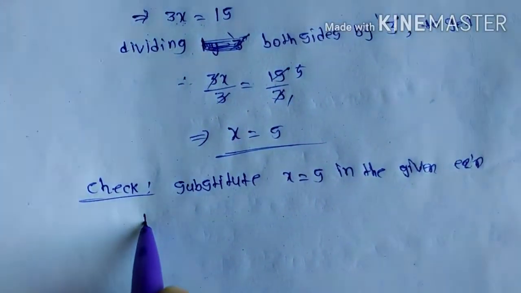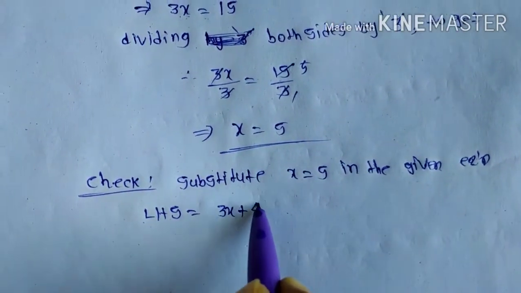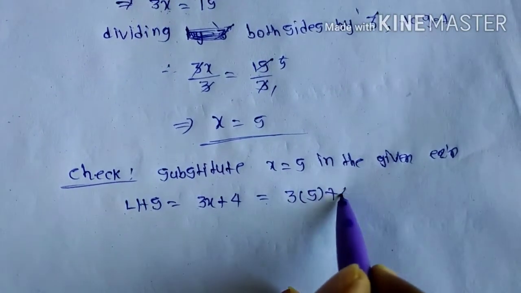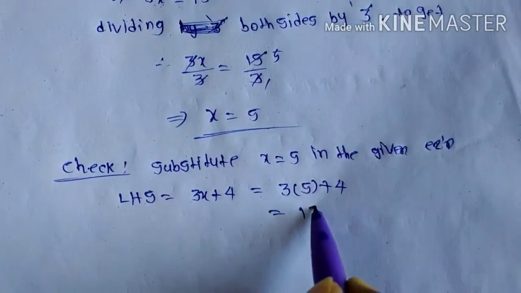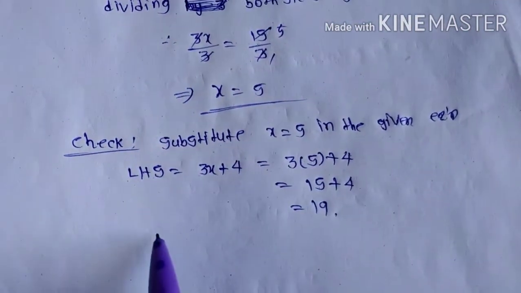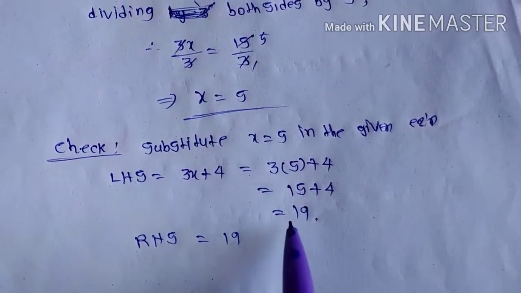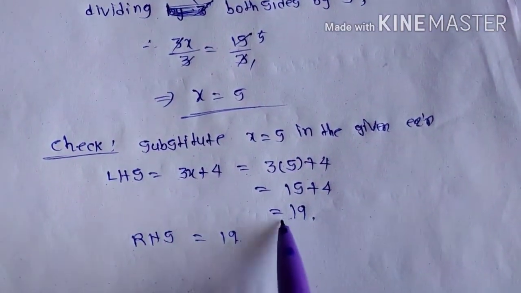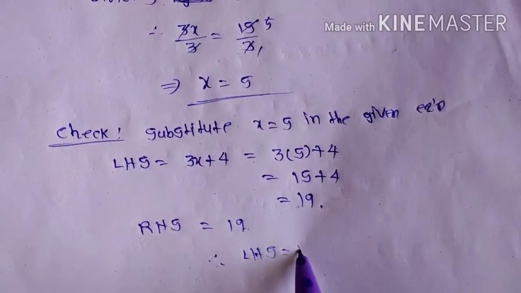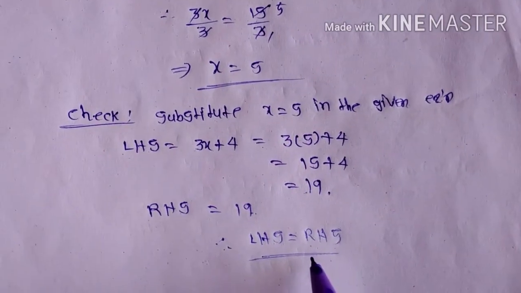That means I am writing here LHS. LHS is equal to 3x plus 4. That means you can write 3 into 5 plus 4. 3 times 5 is how much? 15. 15 plus 4 is how much? 19. RHS is equal to 19. Once you check whether both are equal or not, yes, therefore you can write LHS is equal to RHS. Verified. Yes or no? Yes.